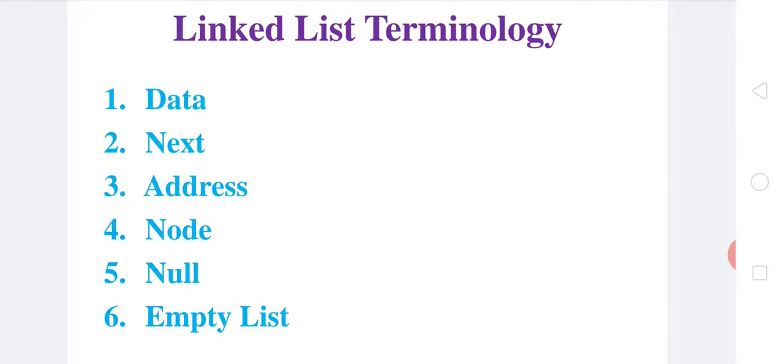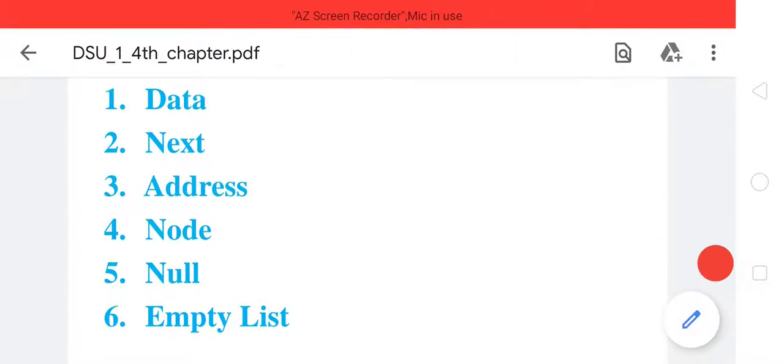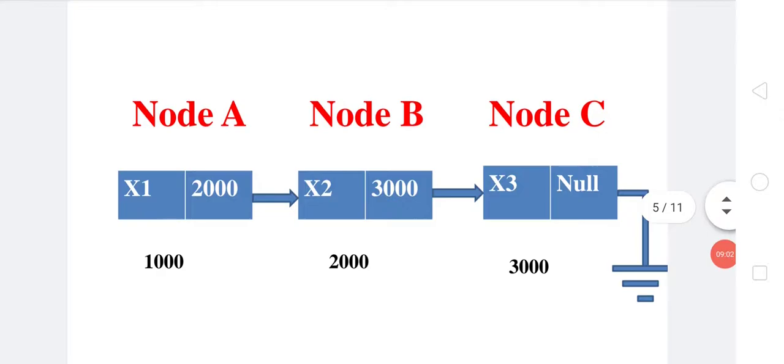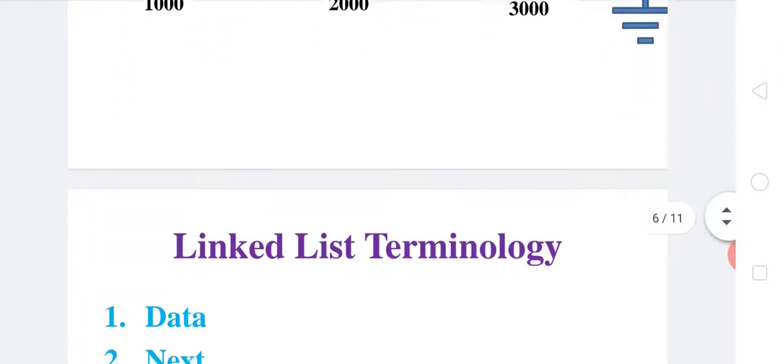The next one is the empty list. If nodes are not present in the linked list, then it is called an empty list. In the previous slide, we discussed three nodes, node A, node B and node C. It means the figure contains three nodes, so this is not an empty list. If suppose in the figure nodes are not present, then we will see an empty list.